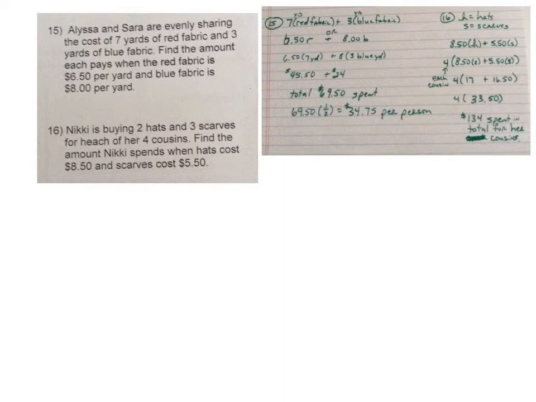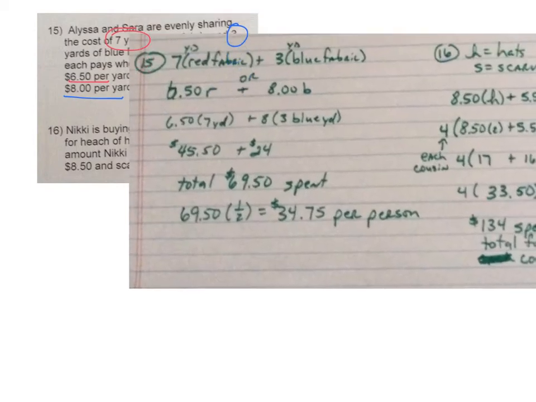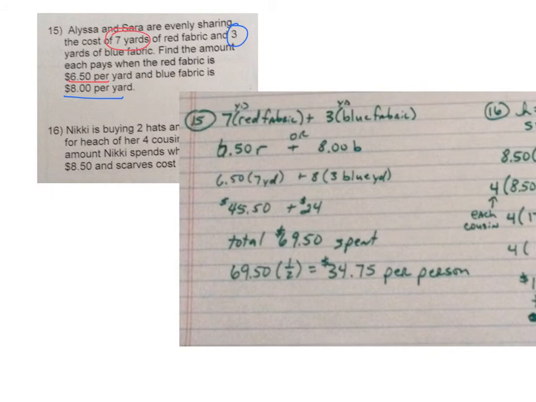And finally, the last 2 questions. Alyssa and Sarah are evenly sharing the cost of 7 yards of red fabric, and 3 yards of blue fabric. So they're already telling you that you have 7 yards of red, and you're going to have 3 yards of blue. Now, if you notice, red is going to cost $6.50, blue is going to cost $8. So what that tells me is this. I'm able to bring this up. Let me go ahead and erase all that right there.